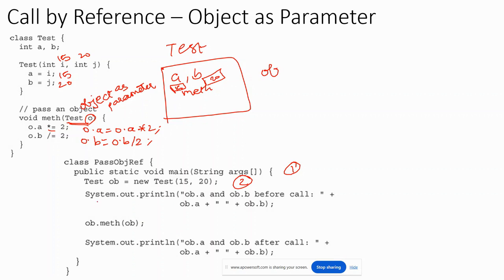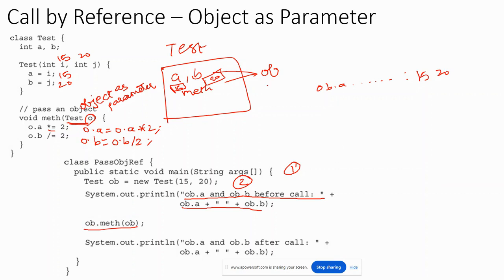Now System.out.println, what we have printed: ob.a and ob.b before call. Whatever is given in double quotes will be printed. So ob.a, ob.b before call, so and so is ob.a. What is ob.a? ob.b, which is 15 and 20. Clear. Next, ob.meth of ob.